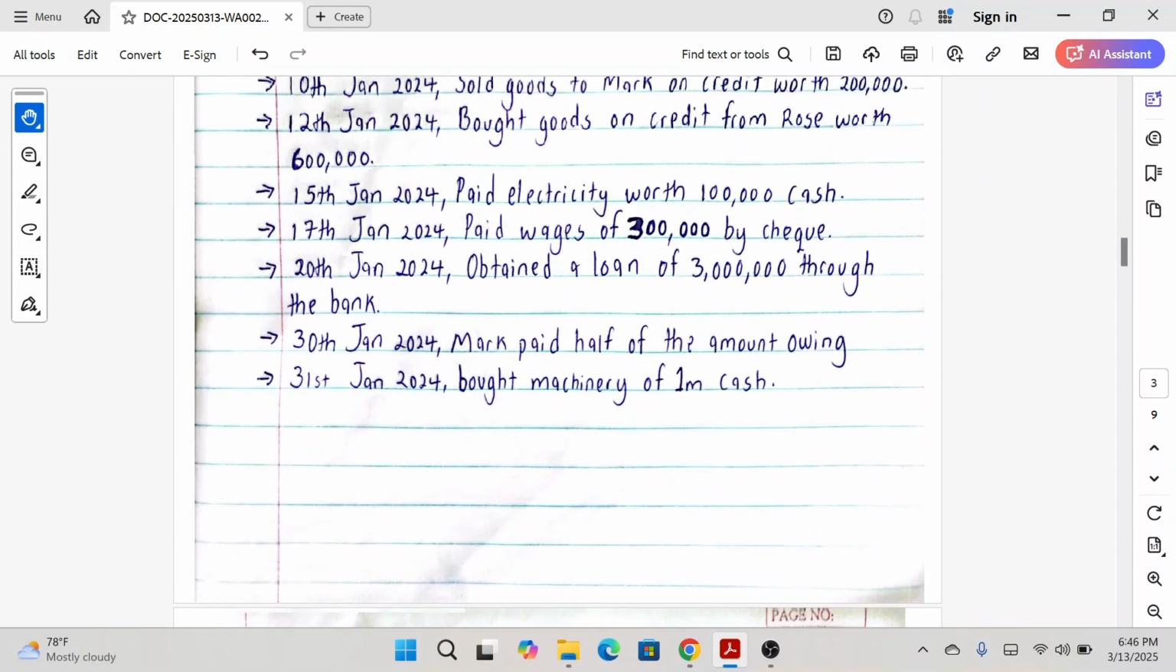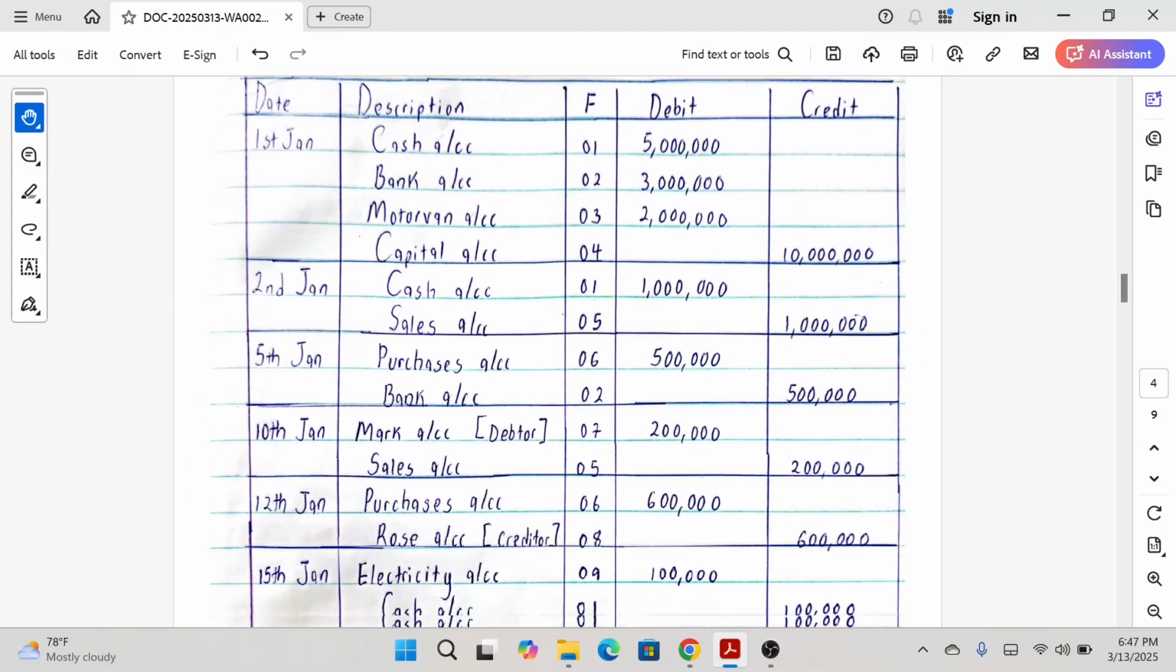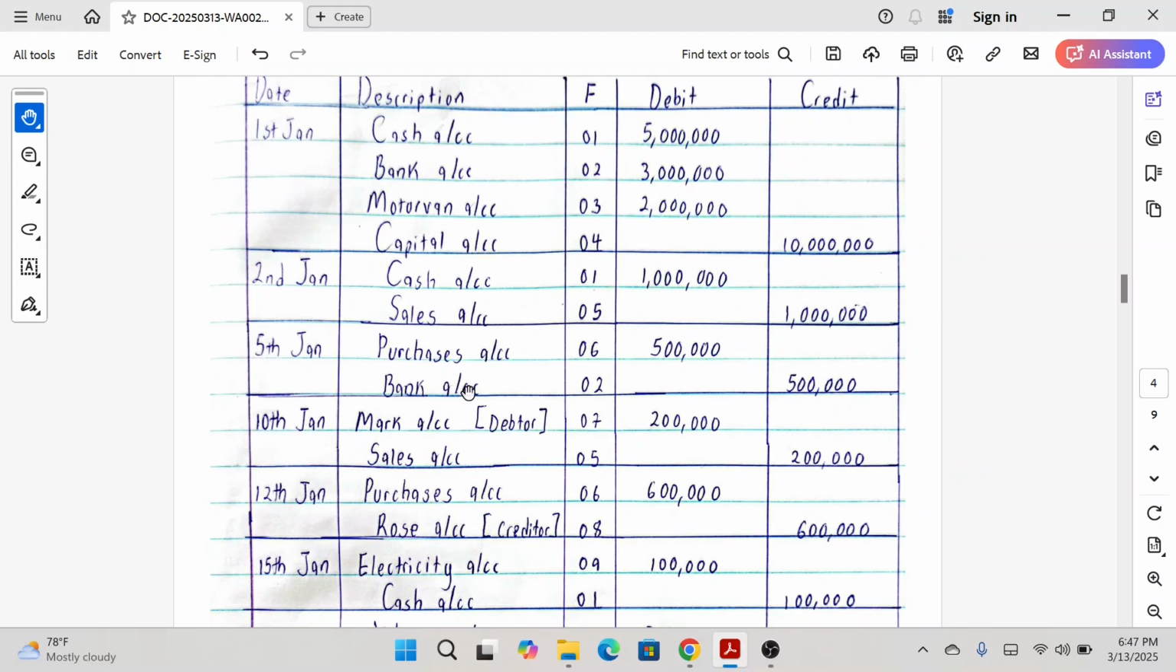So what is happening here is that they are using bank money to buy goods. They purchased goods by this amount, 500,000. That's why you're seeing that the bank is reducing. So bank is an asset, it reduces on the credit side. So you will debit purchases by 500,000 because purchases are coming in, and also credit bank because bank is reducing by 500,000. So this is it.